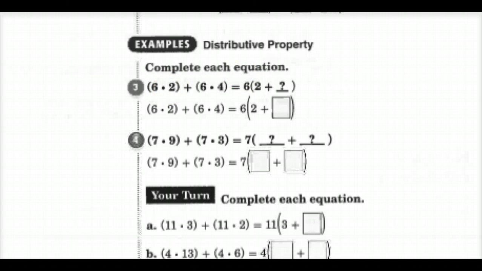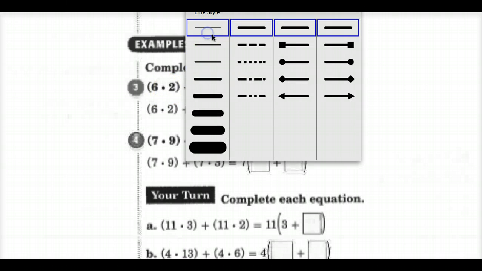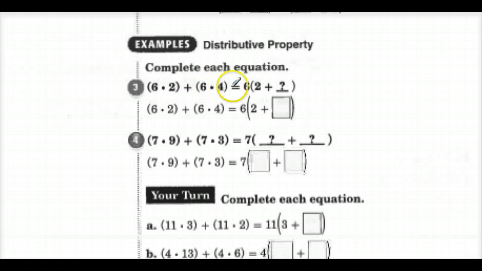Complete each equation. 6 times 2 plus 6 times 4 is equal to 6 times the quantity 2 plus 4. So now we're working backwards. Now we're thinking of it as backwards distributive property. If we multiply 6 times 2 and we multiply 6 times 4, we bring the 6 to the outside, and on the inside we just have what's left. So we're bringing the 6 out. On the inside, what do we have left? We have a 2 and we have a 4. They already put the 2 in there for us, so we just add that 4.